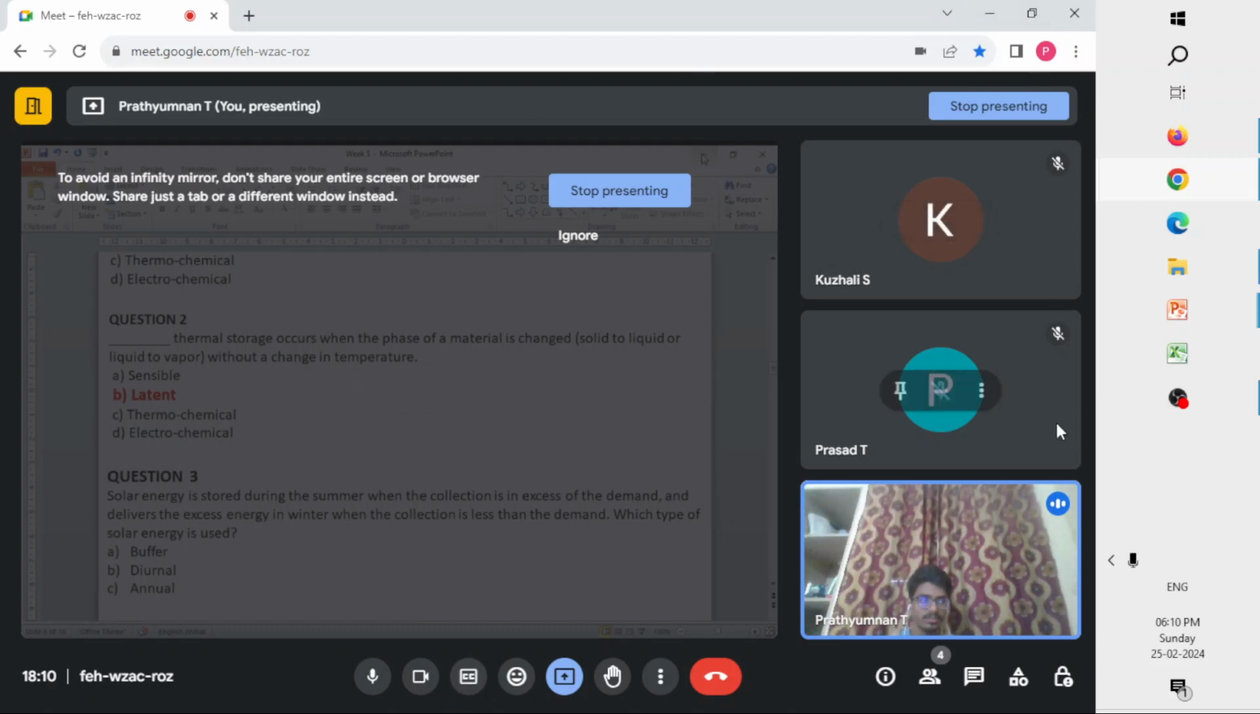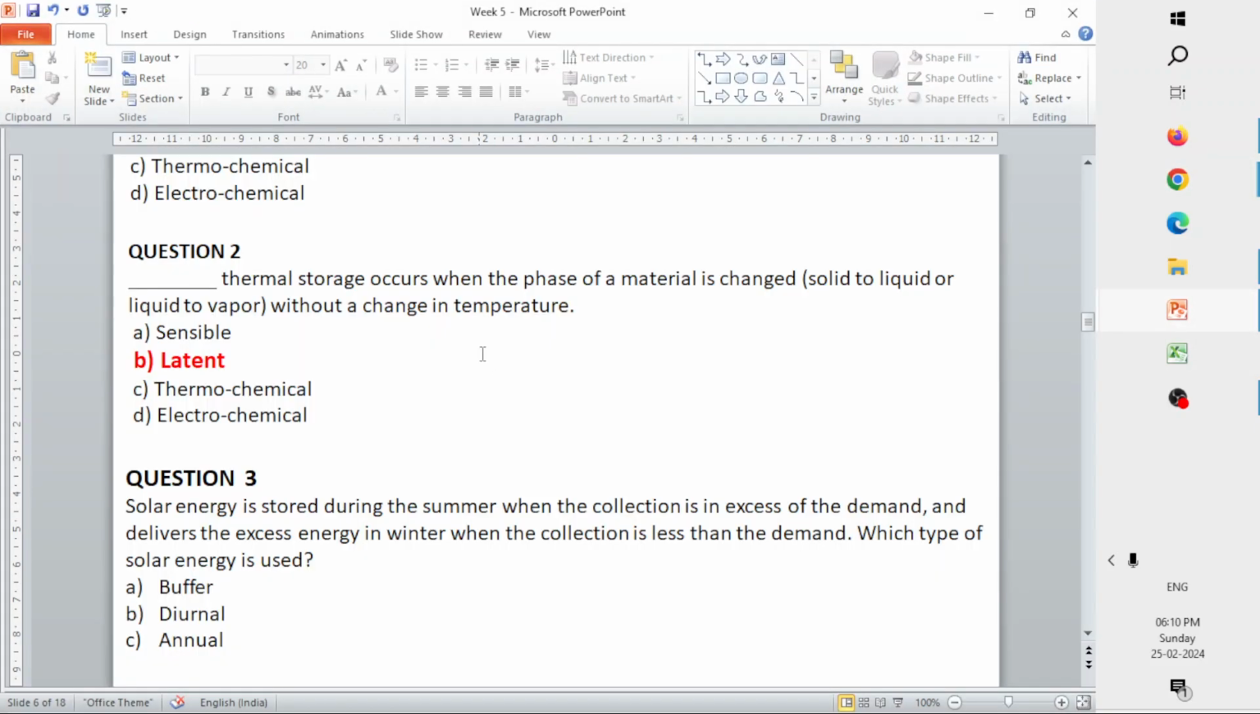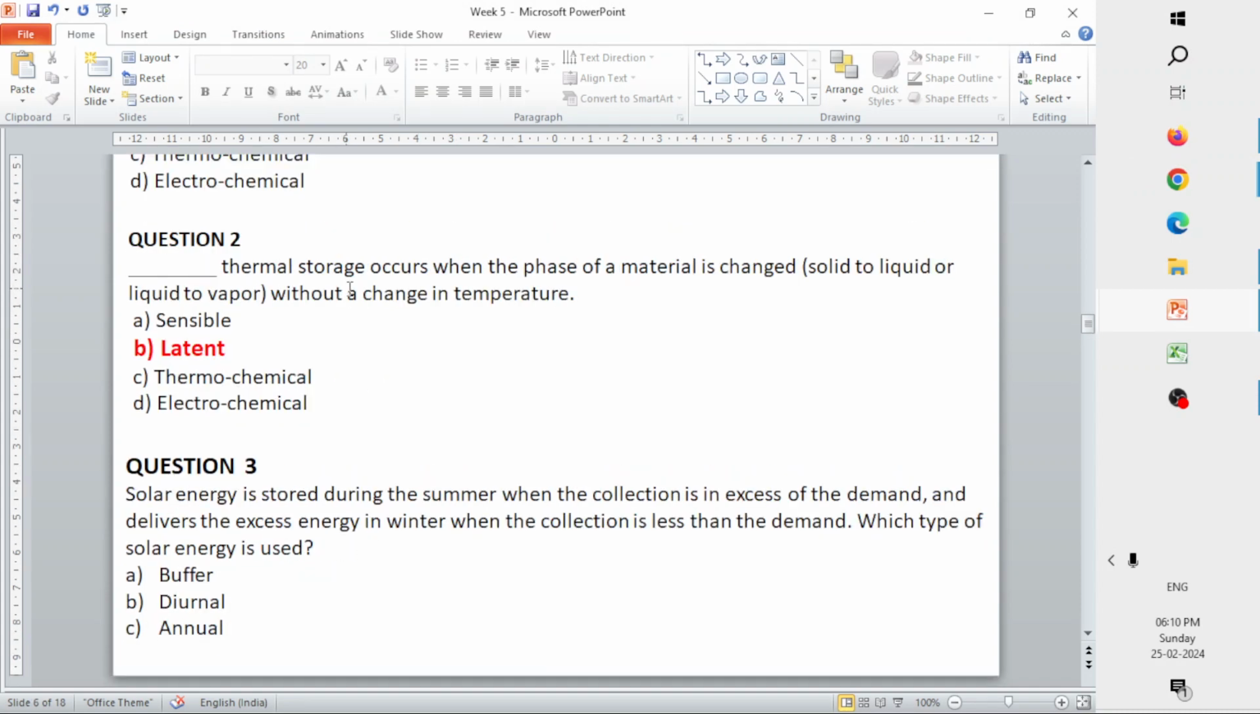So this is the question. Solar energy is stored during the summer when the collection is in excess of the demand and delivers the excess energy in winter when the collection is less than the demand. Which type of solar energy is used? Let's discuss every term before we see what should be the answer to the question.